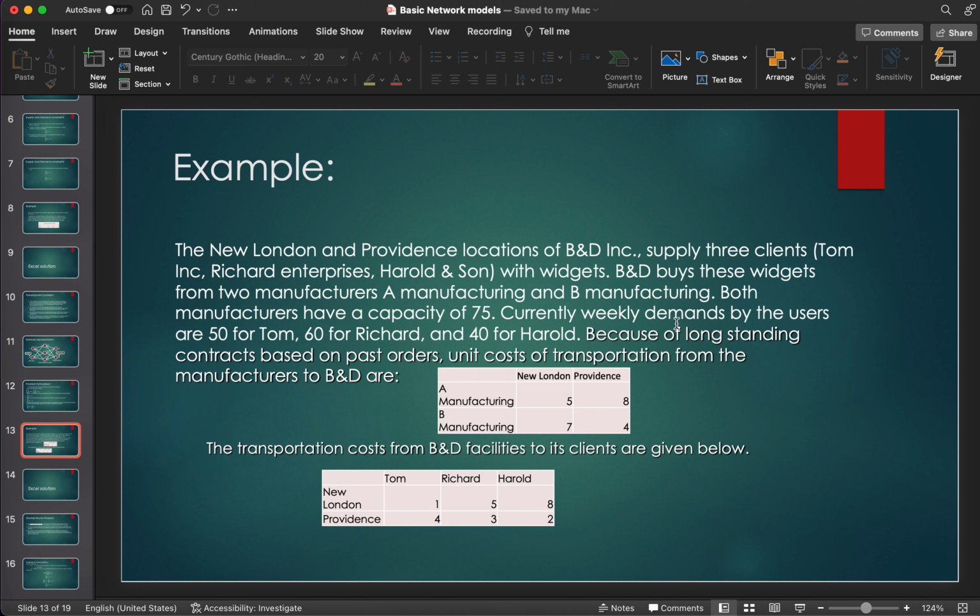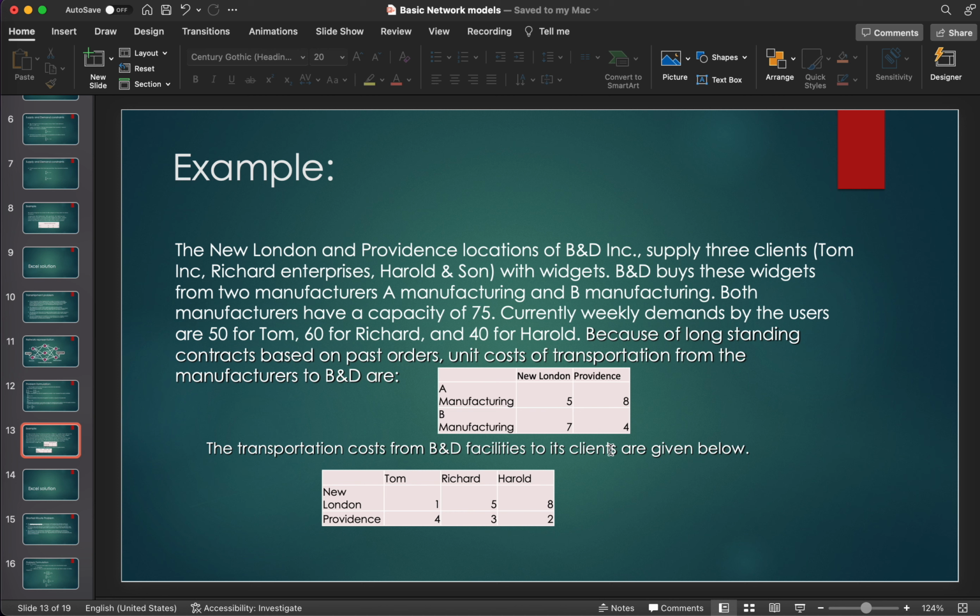Now, currently, weekly demand by the users is 50 for Tom, 60 for Richard, and 40 for Harold. 50 here, 60 here, 40 here. And then, because of long-standing contracts on past orders, there are unit transportation costs for manufacturers. So these are the transportation costs from the manufacturers to B&D's locations, and from B&D's locations to their customers. These are the transportation costs.